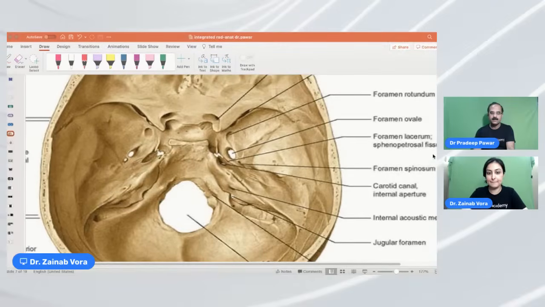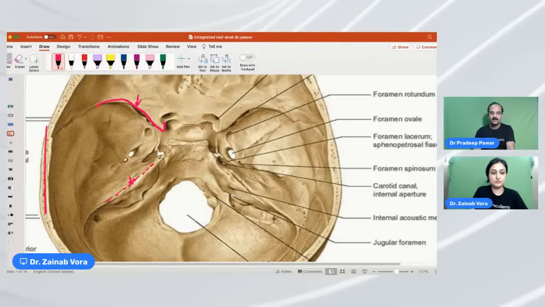So students, the middle cranial fossa. What is the extent of the middle cranial fossa? It extends from the lesser wing of sphenoid to the petrous part of the temporal bone. The lesser wing of sphenoid to the petrous part of the temporal bone, right? So that's the middle cranial fossa.